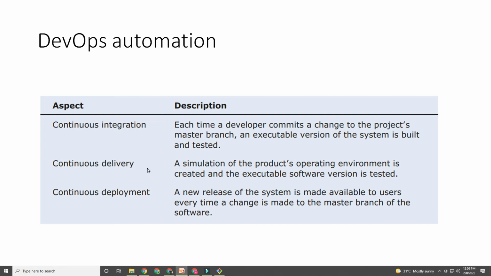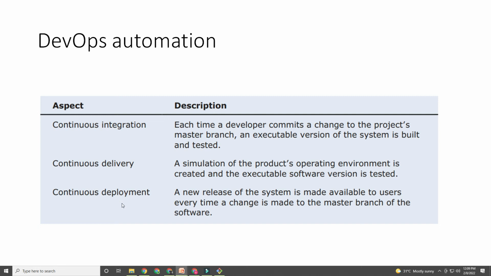What is continuous delivery? A simulation of the product's operating environment is created and the executable software version is tested. So when you are delivering the product, whenever there is a change, the same thing happens: versioning of your software and testing of the versioned software. That is continuous delivery.